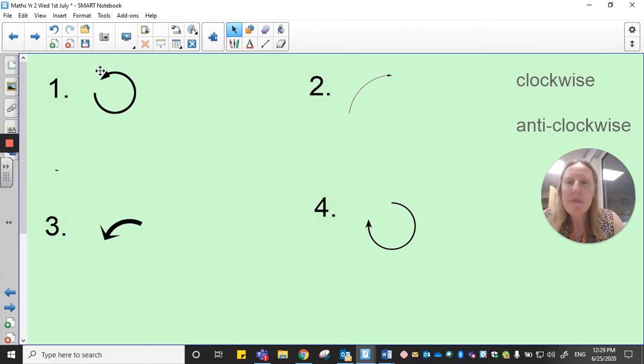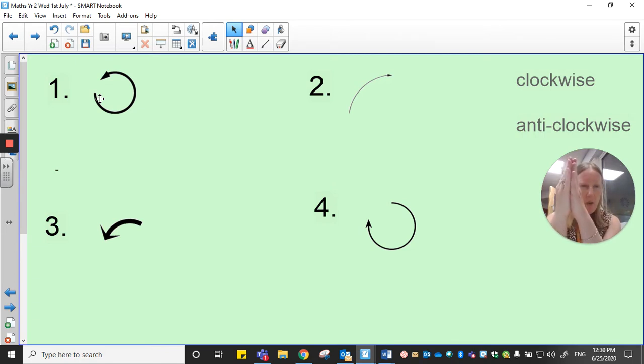Okay, so let's have a look at the number 1. Put number 1 in your book. So this one starts here and it goes the whole way around this way, back up and back to the top. Now I just want a direction at the minute. So which direction is that going? Imagine the clock and the numbers on the clock. Write it down in your book. Which way do you think that's going?